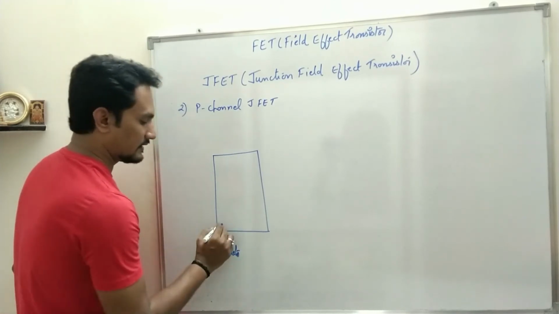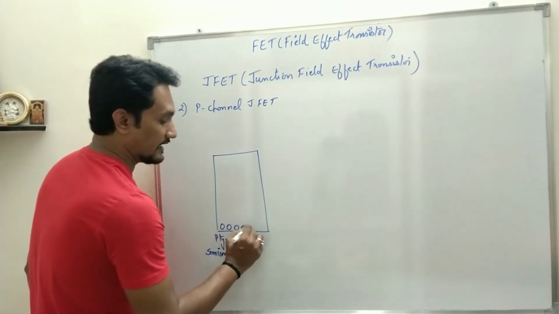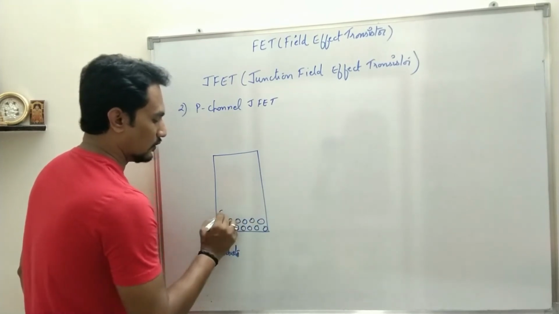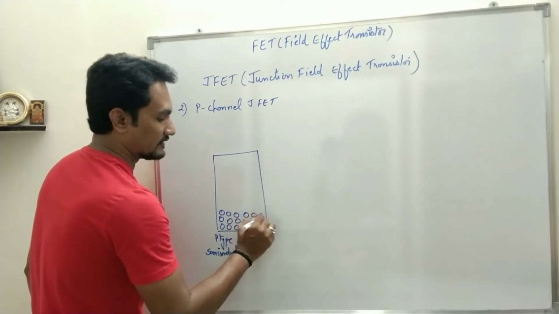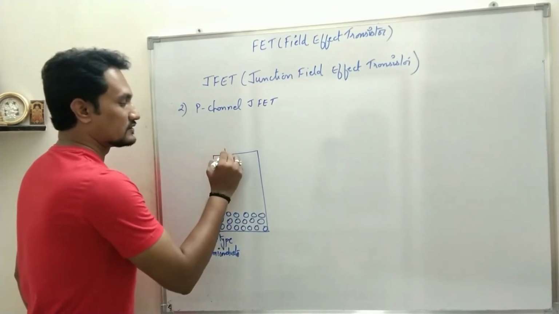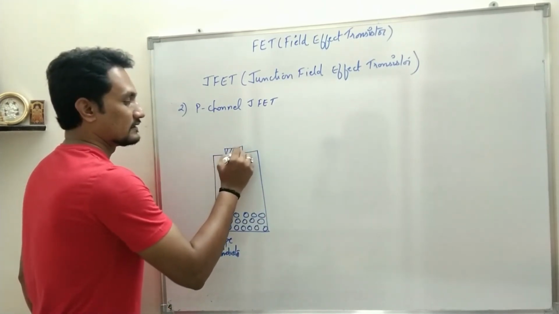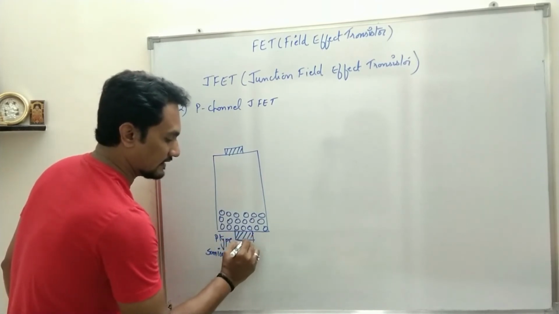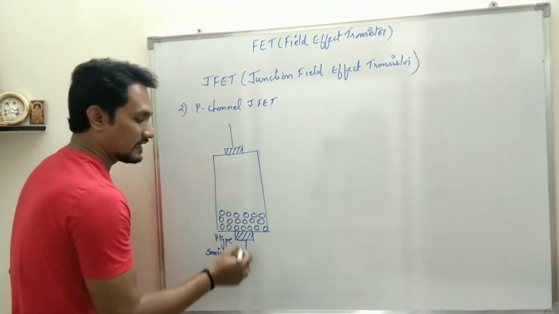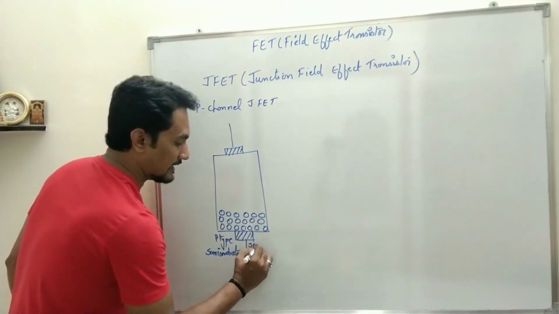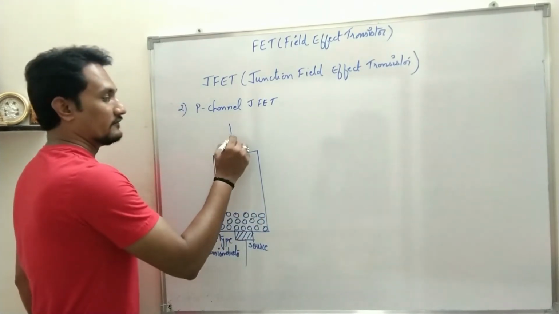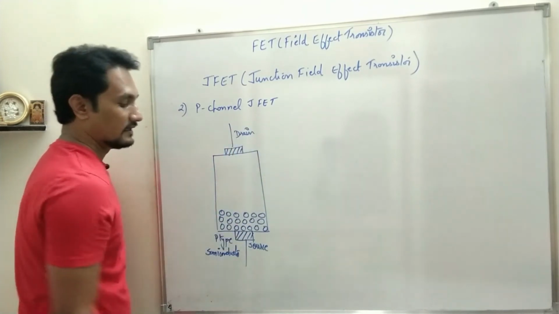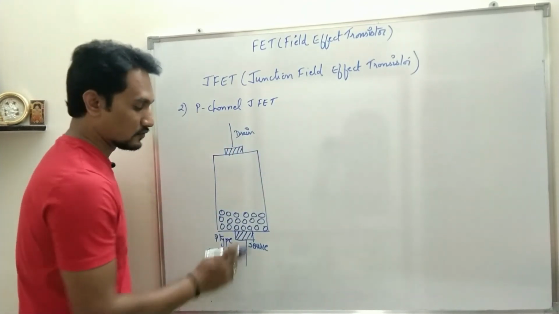P-type semiconductor, that means a semiconductor which has majority charge carrier as holes. So these two terminals will be named exactly the same as in the n-channel. From where the charge carrier will move is called the source, and where it will get attracted or drained is called the drain. So these are the two terminals, source and drain.